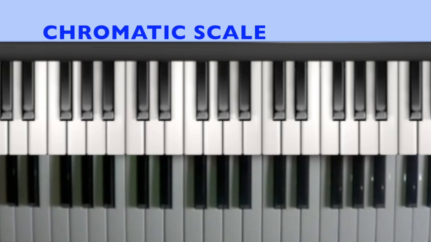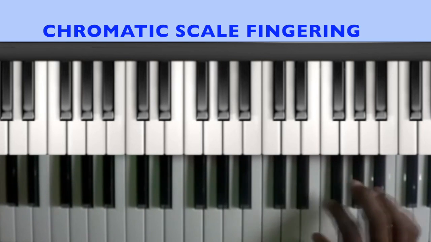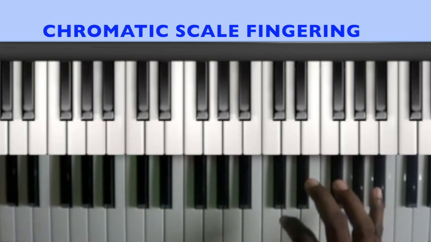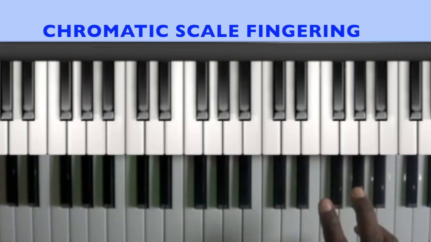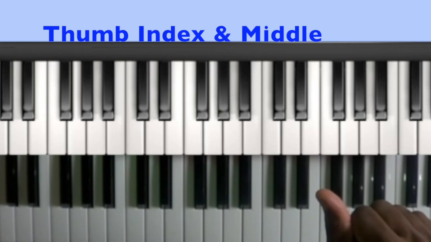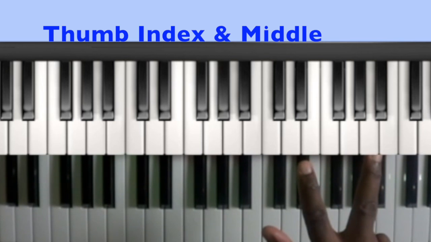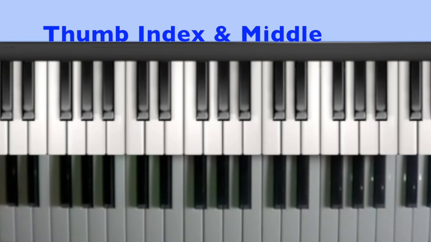What is cool about the chromatic scale is that there is a fingering to play it that is transferable across all the keys. Once you have the basic fundamental of it, you'll be able to play it easily from any key. There are two main things you want to remember. We use 3 fingers in particular: the thumb, the index, and the middle finger. Those 3 fingers will allow you to play the chromatic scale starting on any note.